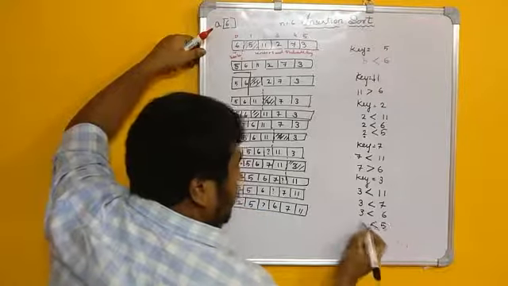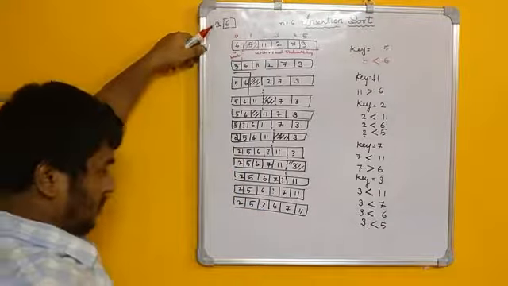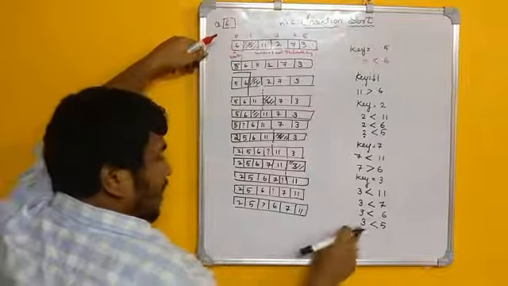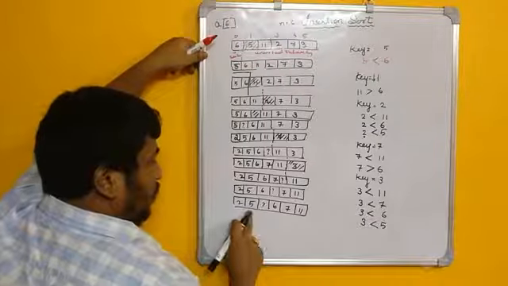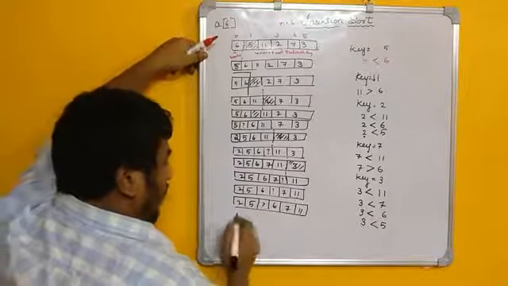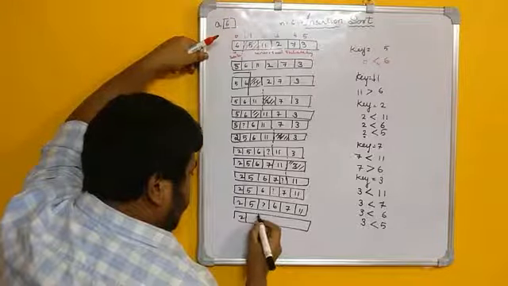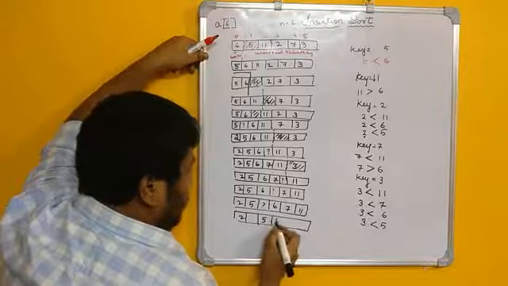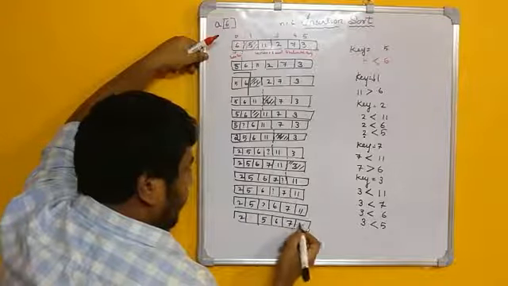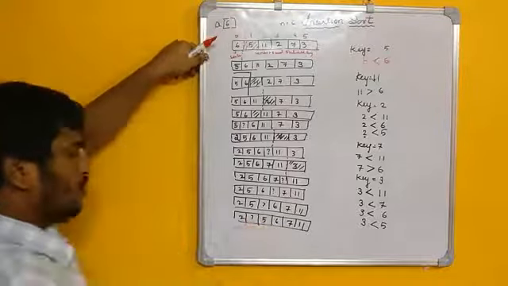Next, the next element in the sorted subarray is 5. So compare it with key element. See, again the key element is smaller. So what we have to do? We have to shift the 5 to this blank space. 2, 5 will be shifted to blank space. 5, 6, 7, 11. So this is our blank space now.